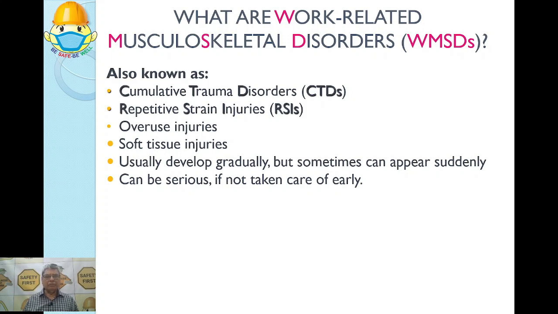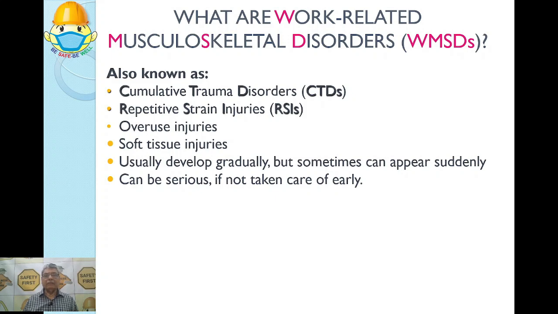Overuse injury means the same body part is used again and again, meaning your hand or your arm or your leg is repeatedly used. If it is overused over time, then there will be overuse injuries. Soft tissue injury: if there is compression of the tissues, and repeated compression occurs, then the soft tissues will be damaged.